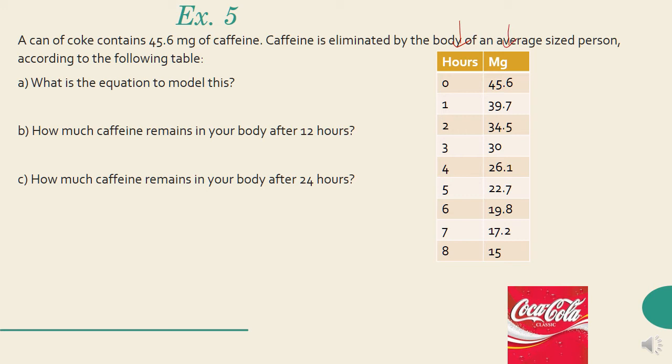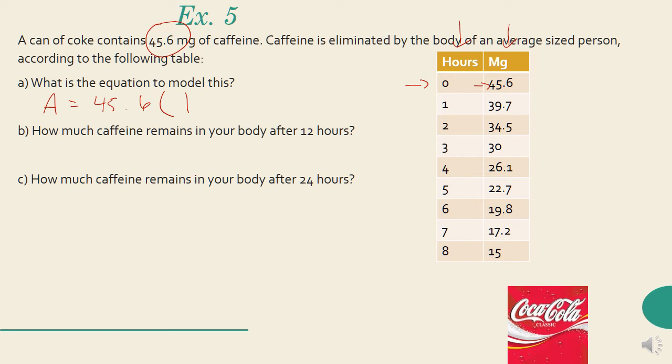What's the equation? How much caffeine? So if you're to start by making your equation, A equals the starting amount, we know that, 45.6. So we know because it told us. We also know at hour 0, it's 45.6. And then 1. And it's saying it's being eliminated in the body, so that means it's decreasing.